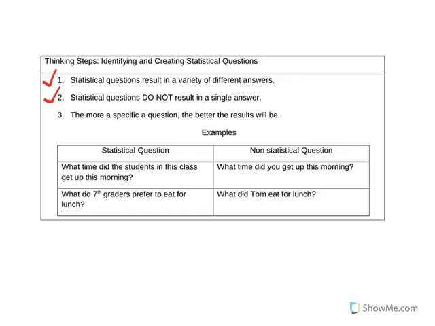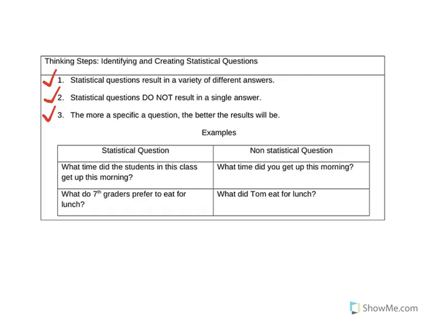Number three, the more specific the question, the better the results will be. So if you're detailed in your question asking, then the results will be better, and it'll result in a statistical question. Let's look at some examples of statistical versus non-statistical questions.